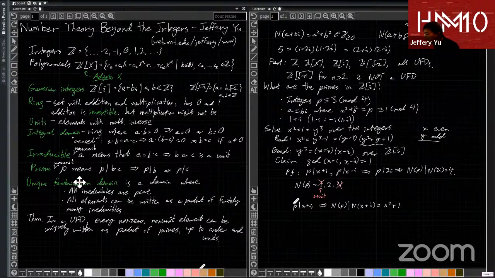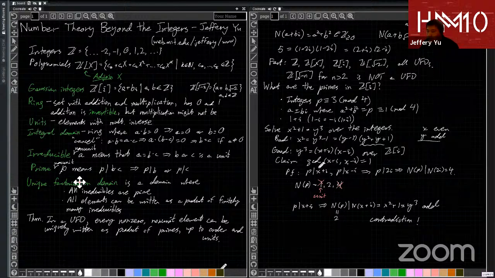Anyway, where were we? This implies that the norm has to divide x squared plus 1. But from the original equation, x squared plus 1 is y cubed, and we said y is odd, so y cubed is odd. So the norm of p, which is 2, divides an odd number. This is a contradiction, so p does not exist. In particular, that means the GCD is 1.